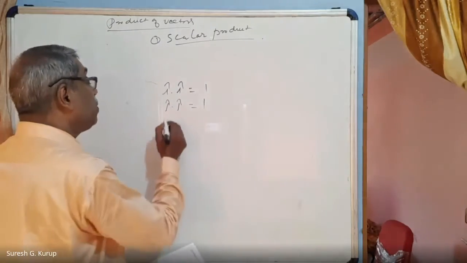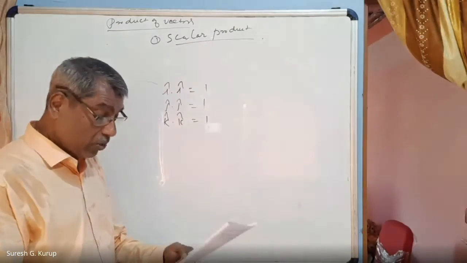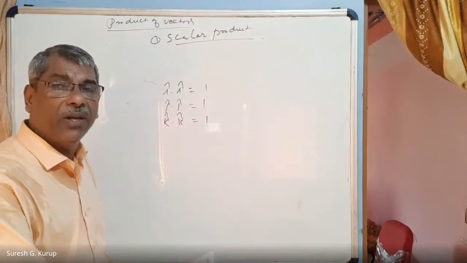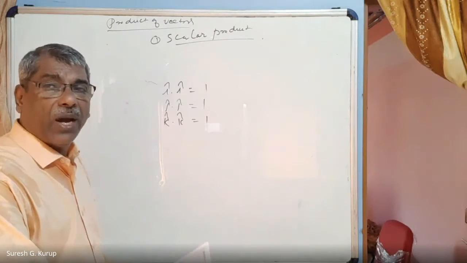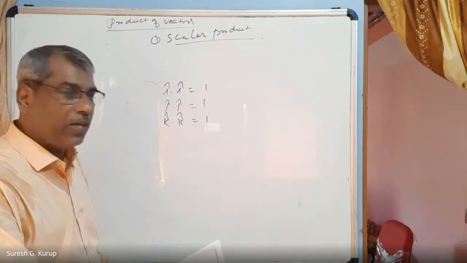Again, k dot k is also equal to 1. So these are very, very important. So whenever I ask you i dot i, you will say 1. j dot j is equal to 1. k dot k is equal to 1.